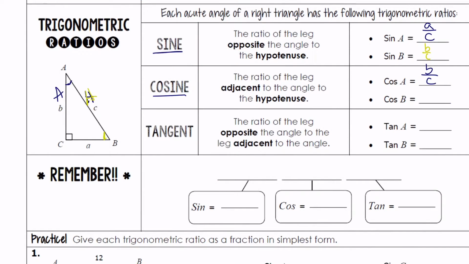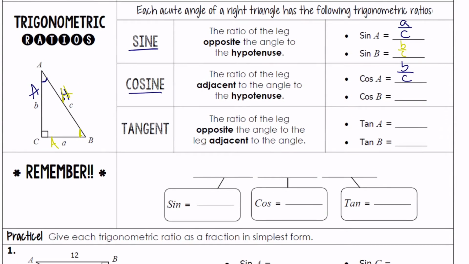Then if we're looking at angle B, the side adjacent to it would be side A. So the cosine of angle B is the adjacent side A over the hypotenuse C.